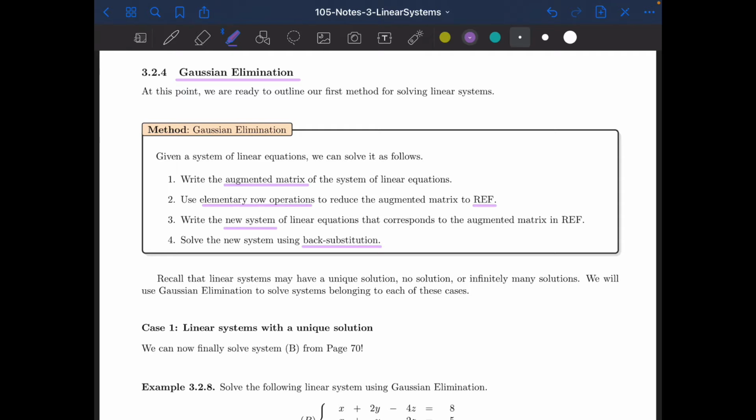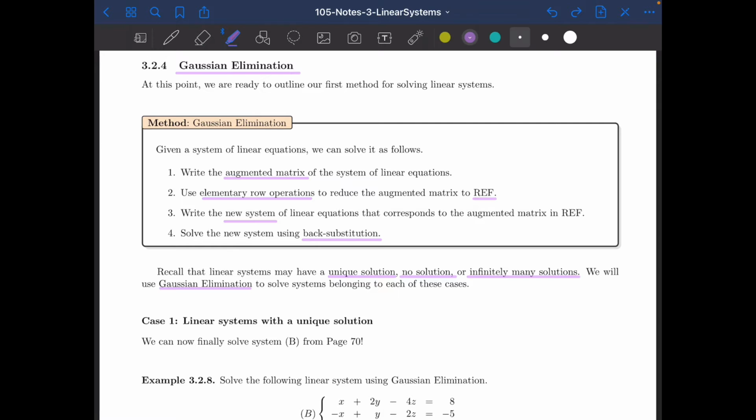Now recall that linear systems may have a unique solution, no solution, or infinitely many solutions. We'll use Gaussian elimination to solve systems belonging to each of these cases. We'll start with case 1, linear systems with a unique solution.